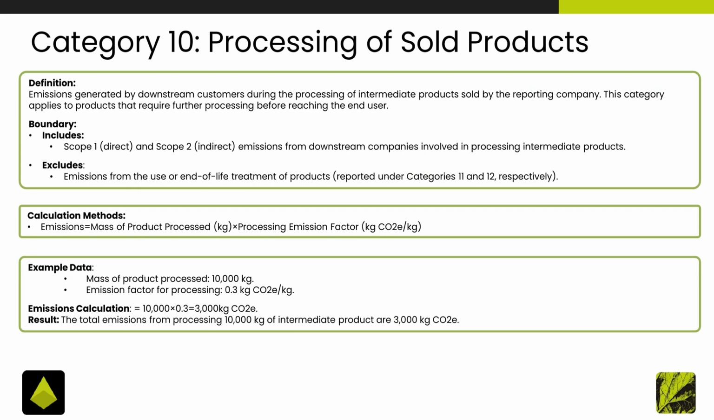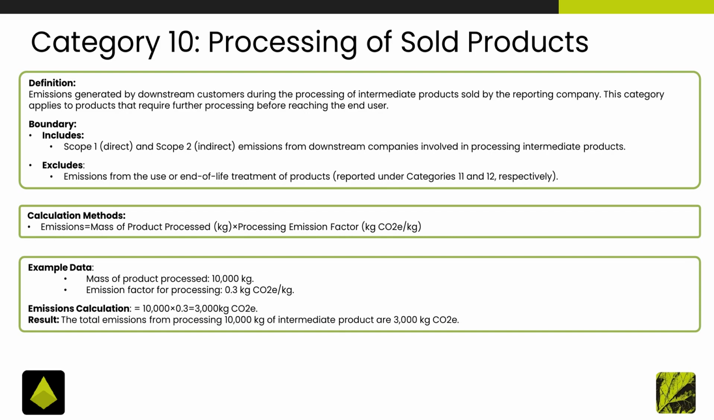Category 10 focuses on the processing of sold products. This includes emissions generated when downstream customers process products purchased from the reporting company. The boundary covers emissions from further processing by other companies, but excludes end-of-life treatment. For calculations, you multiply the mass of the product by the processing emission factor.